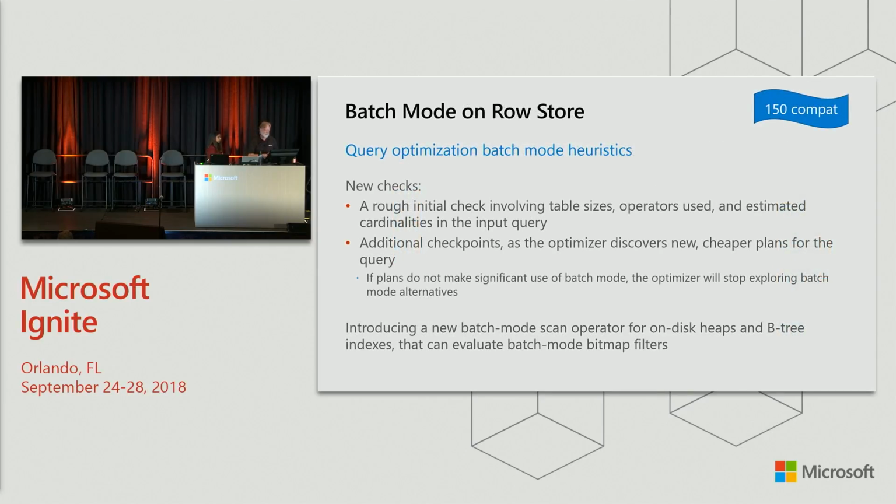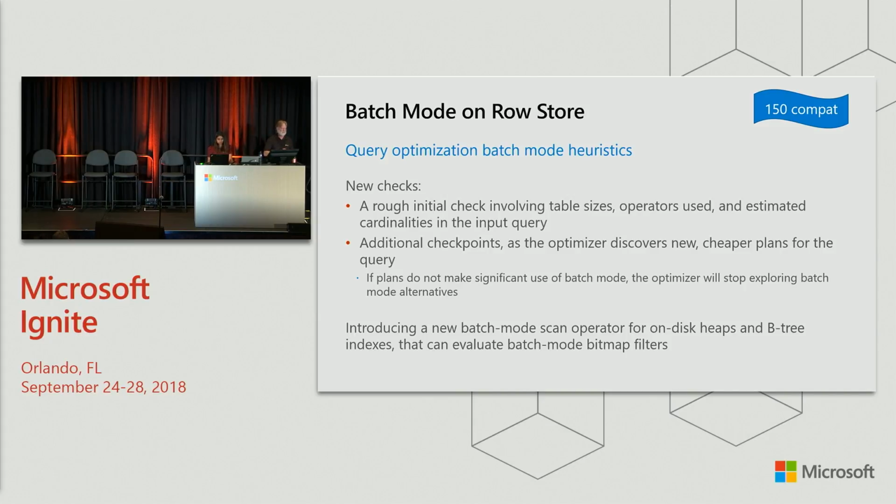So again, this is a 150 compat issue because it does change the shape of the query. Query optimization, batch mode heuristics. What we're doing is allowing the optimizer to consider batch mode plans when there's not a column store present. So we're opening up the search space. The optimizer for a given query is going to search through all the possible ways it could solve that problem, right? It's going to search through all the different paths it could take to get an answer to a given query. And by adding in batch mode, that just exploded that set of possibilities it has to explore and evaluate to decide which one's going to be the most efficient.